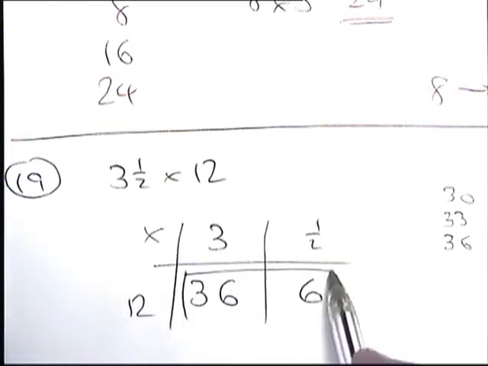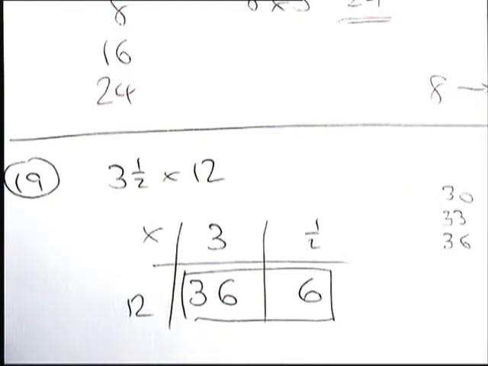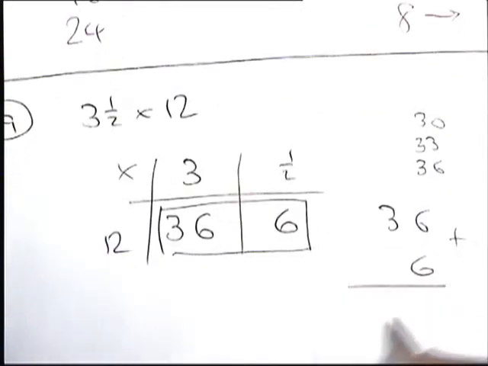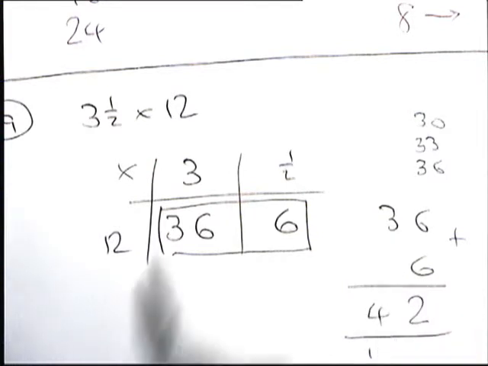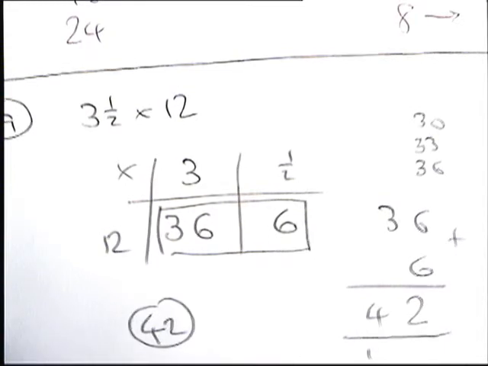And now all you need to do to get the final answer is add those two numbers together, the 36 and the 6. Add those together, 6 and 6 is 12. 3 and the 1 is 4. It's 42. So the answer to that question, 42.